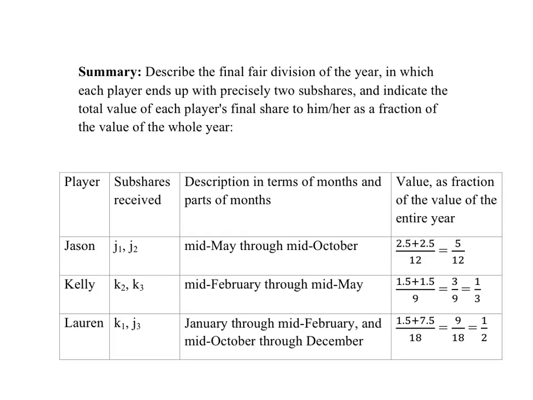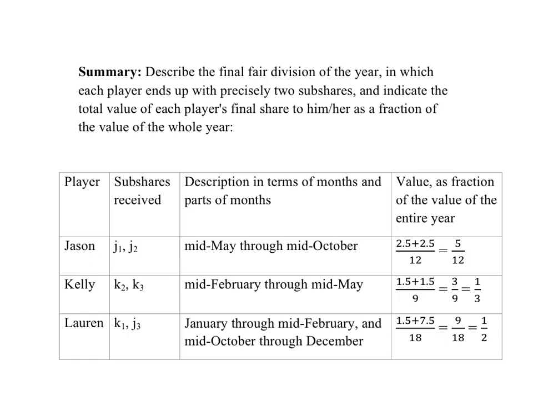The last question we can be asked in a lone chooser problem is to describe the final fair division of the year. That means explicitly stating which months each player gets, and furthermore indicating the value of the player's share as a fraction of how they value the entire year.